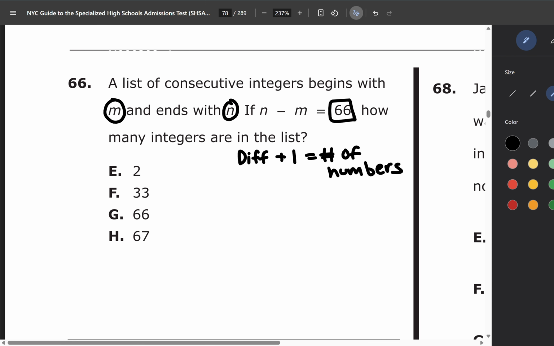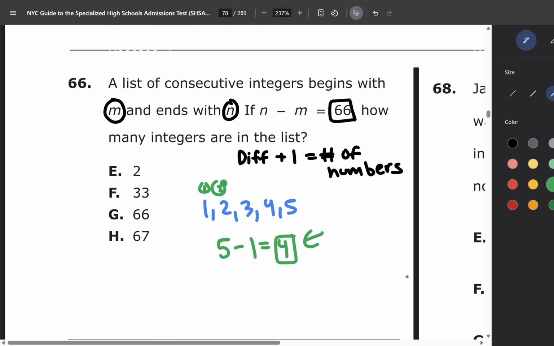And just to help you better understand that, we're going to work with a set here that's a lot smaller than 67 numbers. 1, 2, 3, 4, 5. So the difference between the greatest and smallest numbers here is 5 minus 1, which is 4, right? So it can't be 4, though. We don't have 4 numbers in this set. We have 5. 1, 2, 3, 4, 5. We have 5 numbers in this set.